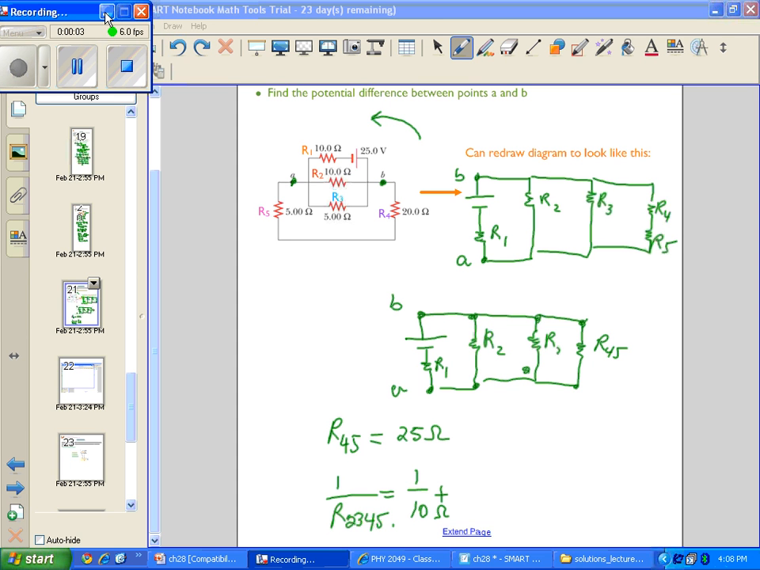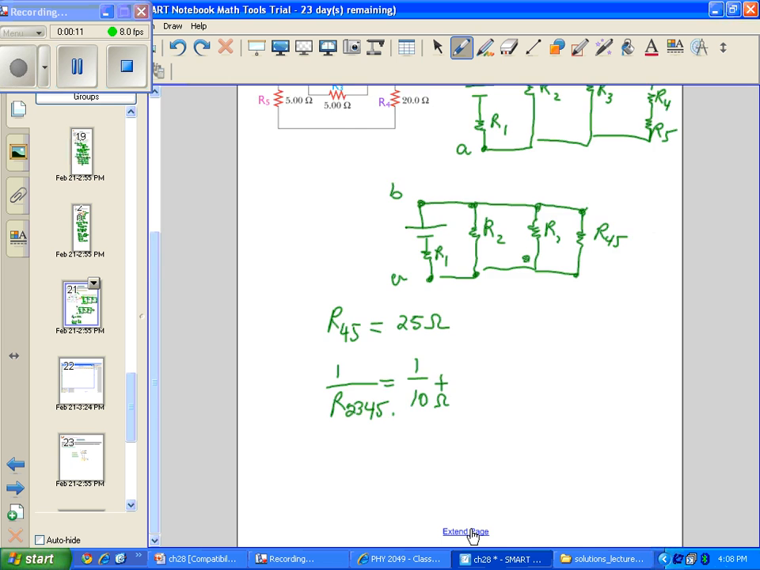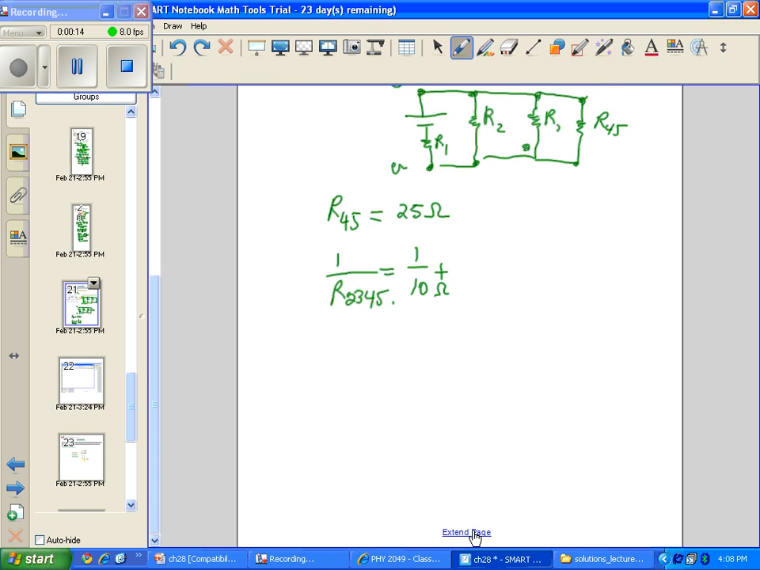Welcome to the second part of the problem-solving session for Chapter 28. We'll begin where we got cut off because of some technical difficulties.